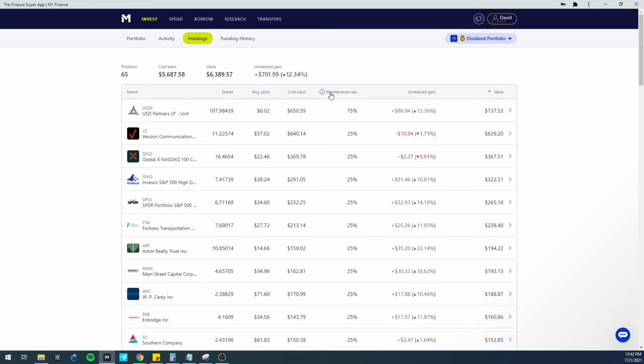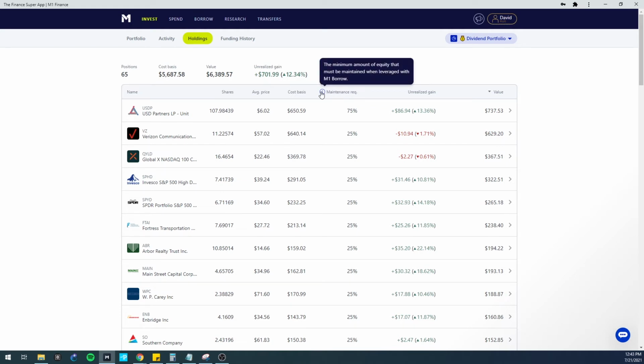Using margin is how a lot of brokerages, especially the ones that you can find online for free, make their money. If you look at the Robinhood IPO, it's not their main source of revenue, but a lot of money is coming from that margin lending that they do. So what does this mean, and what does this have to do with maintenance requirements? Well, let's look.